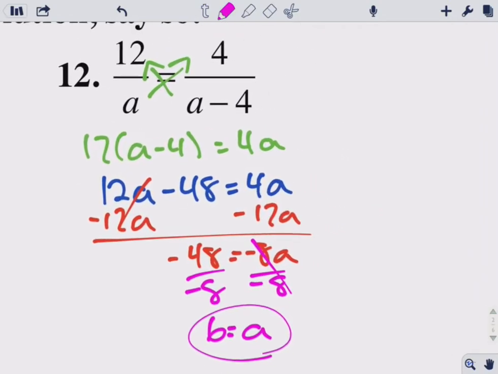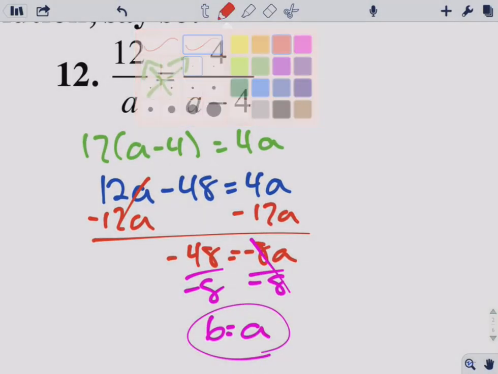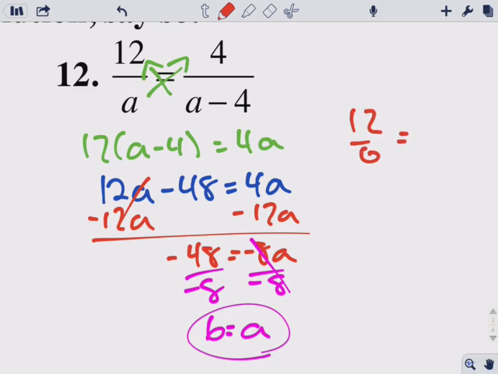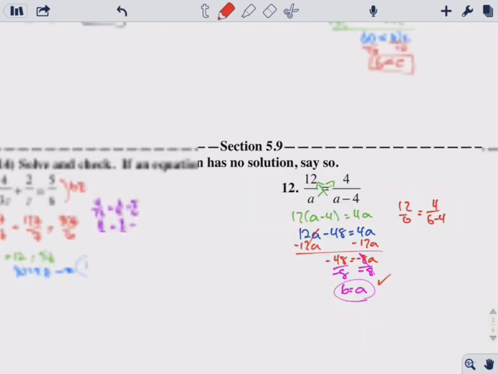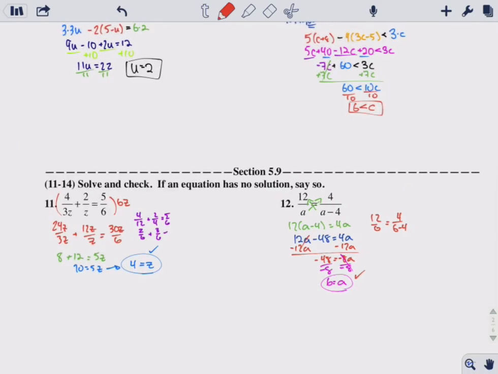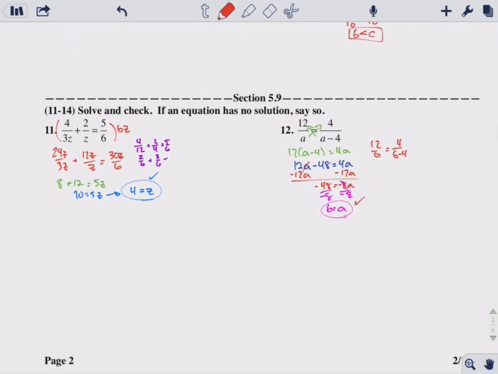I have to check. So I gotta decide, is 12 divided by 6 equal to 4 over 6 minus 4, and it is indeed true. Yeah, that's it for page 2 of the Unit 8 review. Page 3 is coming up next.